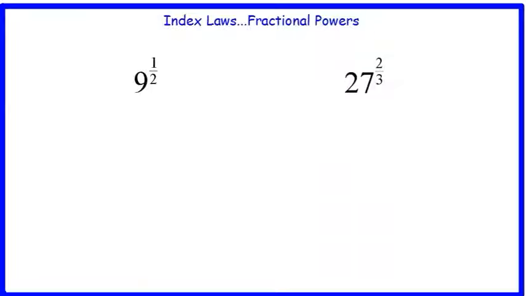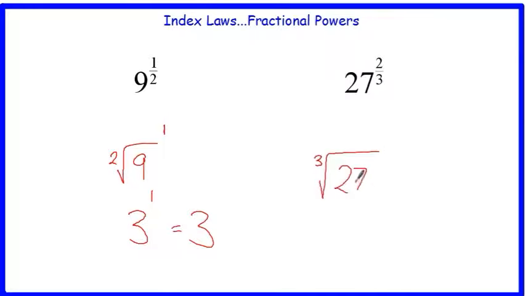Now when I have a fraction as my index, the denominator comes down and goes in front of the square root. My numerator stays there. Square root of 9 is 3. 3 to the power of 1 is 3. Denominator comes down, numerator stays there. Cube root of 27 is 3. 3 squared is 9.